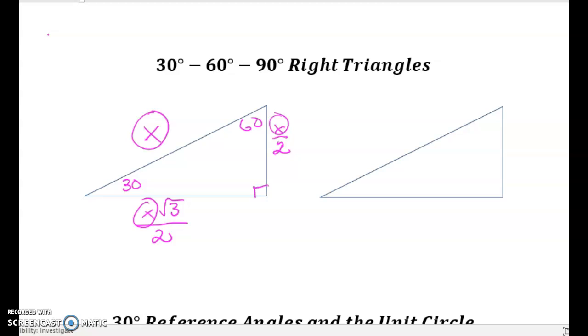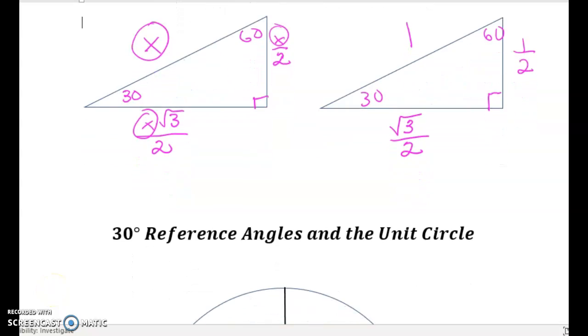So we're going to talk about 30-60-90 that has a hypotenuse length of 1. If the hypotenuse is 1, the short leg is 1/2, and the long leg is 1 times square root of 3 divided by 2, or square root of 3 over 2. So take a second, you need to memorize that triangle. The short leg is 1/2 and the long leg is square root of 3 over 2.